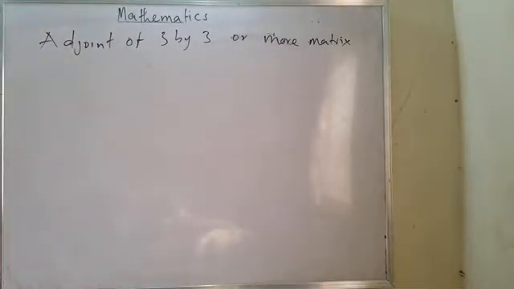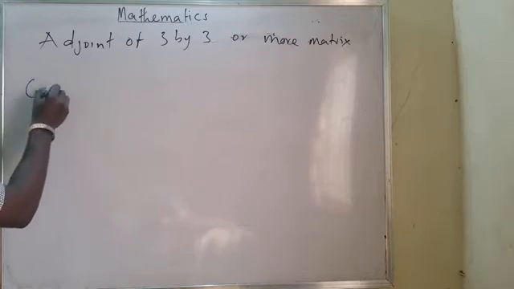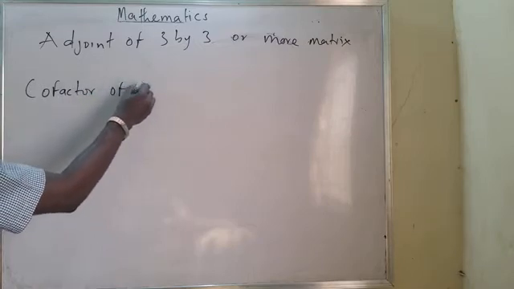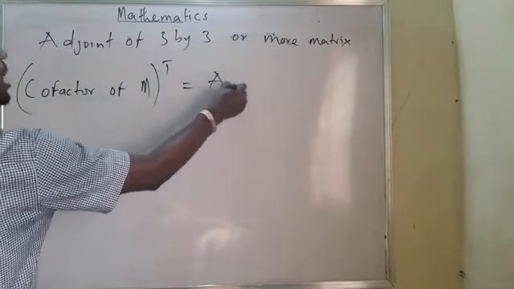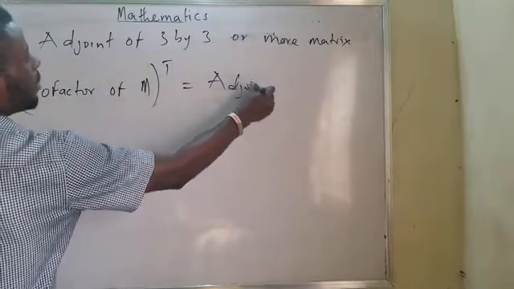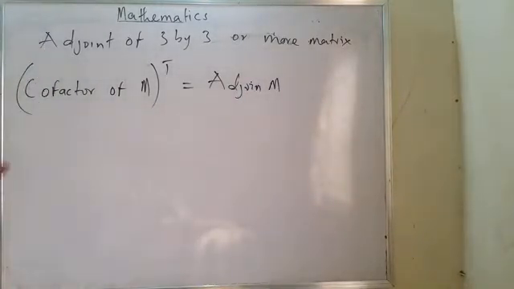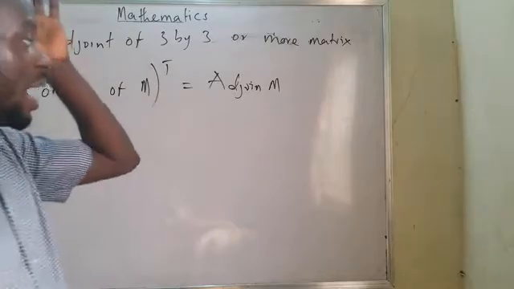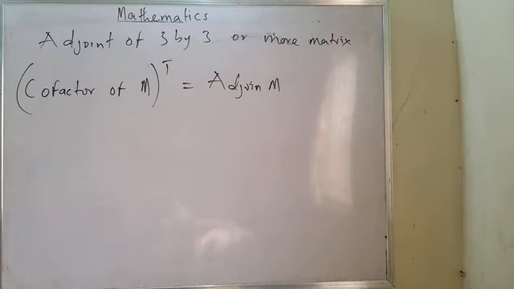Now, what you just need to do is very simple. You find the cofactor. The cofactor of a matrix, with transpose, equals to what? Adjoint of M. That is what I mean. It means you find the cofactor of that particular matrix and transpose it. When you transpose it, that will lead you to the adjoint of a 3 by 3 or more matrix.